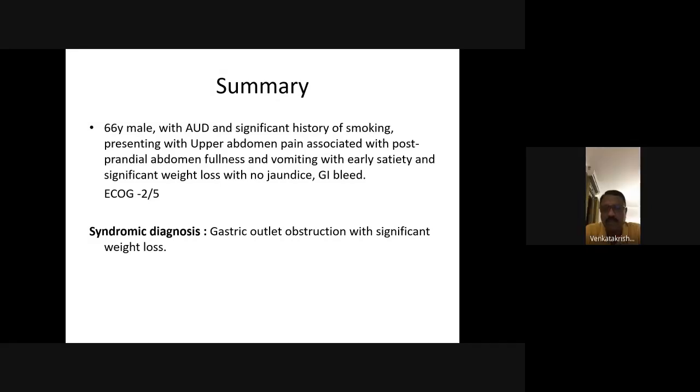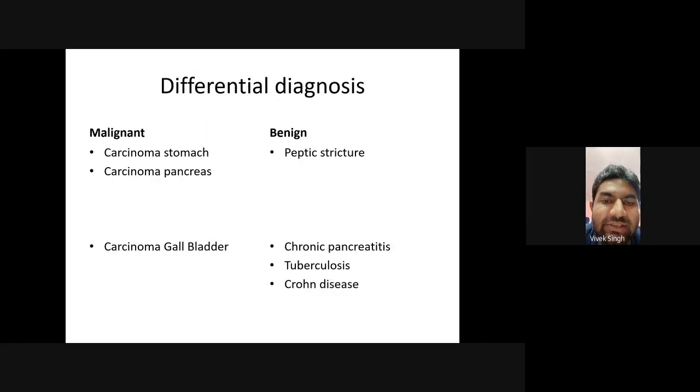And your differential? Based on the patient's age, significant history of alcohol and smoking, and rapid onset and progression of disease with significant weight loss, I have considered malignant etiologies over benign etiologies. Amongst malignant etiologies, I will consider carcinoma stomach and carcinoma pancreas as the higher possibilities. And amongst benign etiologies, I have considered peptic stricture higher up. Other than this, among the rare malignant possibilities, carcinoma gallbladder and hepatocellular carcinoma are possible.